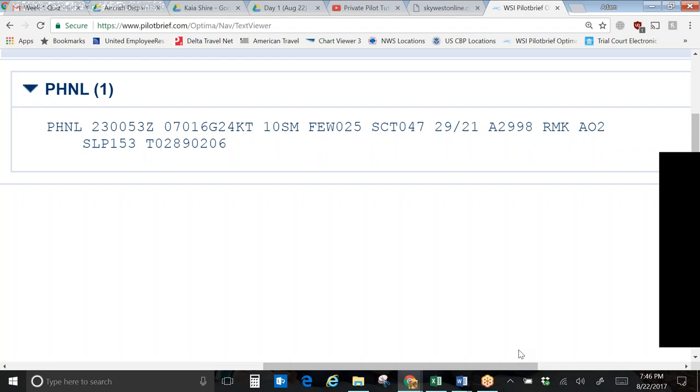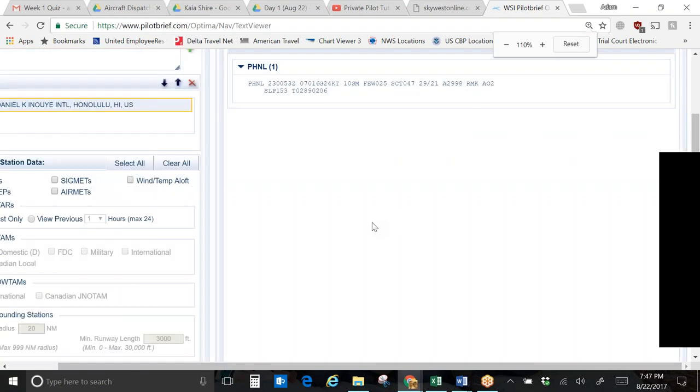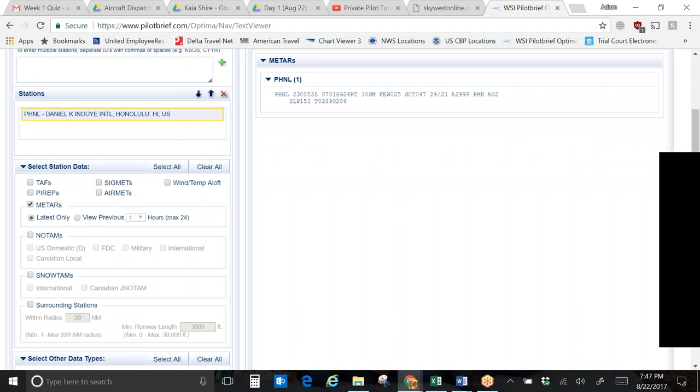Okay, I thought you said 29. No, 29 is the degrees. Okay. And then the altimeter is 29.98. And their remarks, it's automated. The SLP was the sea level pressure at 153.2. Well, I don't remember what you said 2 was. I remember it somewhere in the reading, but I don't remember exactly what it said it was.